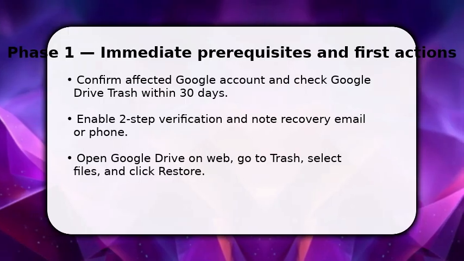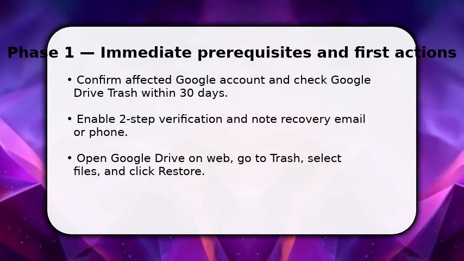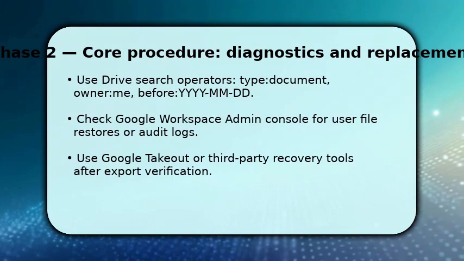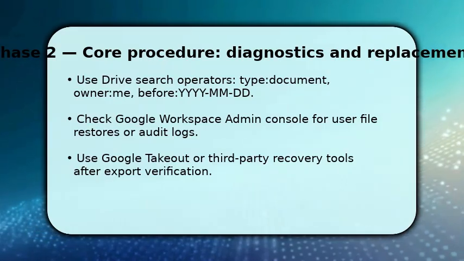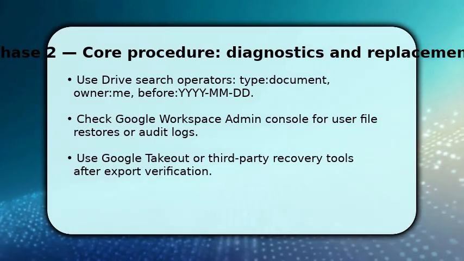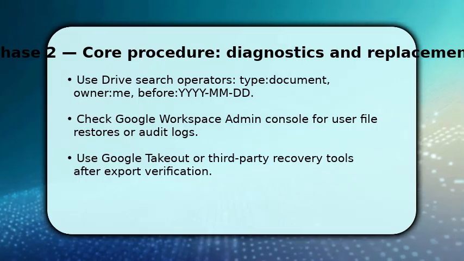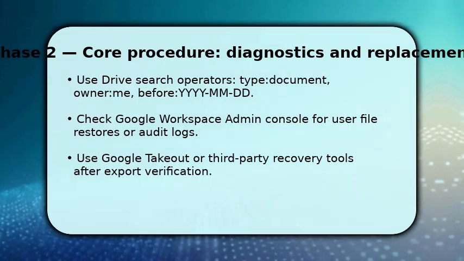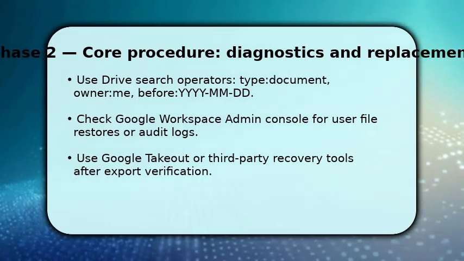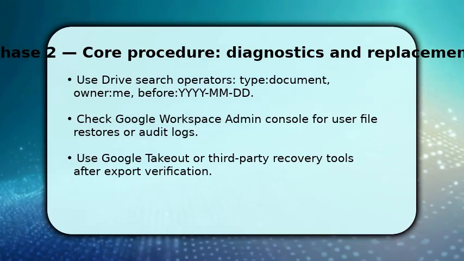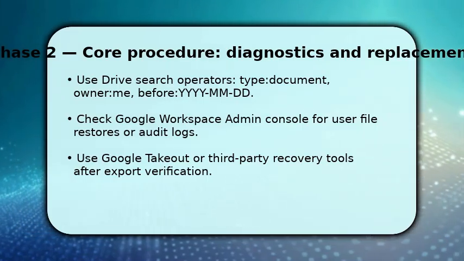Once done with Trash, pivot to targeted searches using Drive operators to reveal buried files. For example, type date ranges or owner filters to narrow results. If you're on Workspace, ask the admin to run an audit or use the admin console's data restore, which can undo deletions up to 25 days. This is why account type matters.